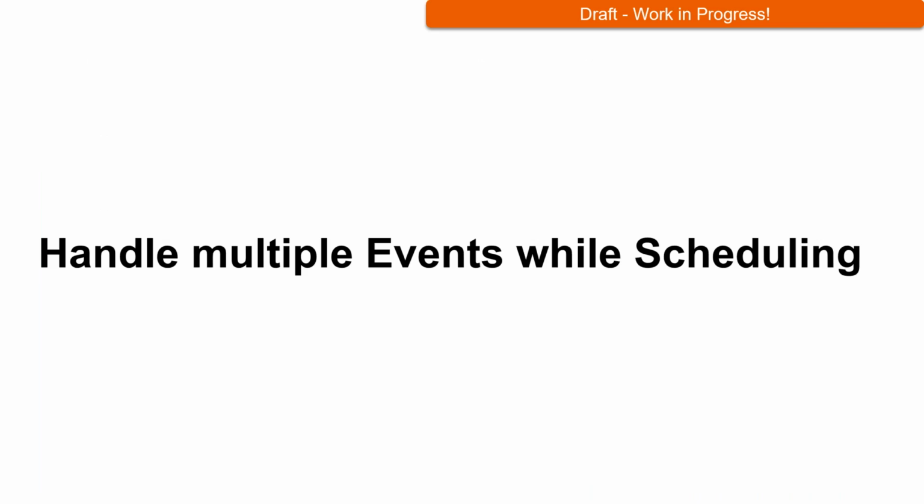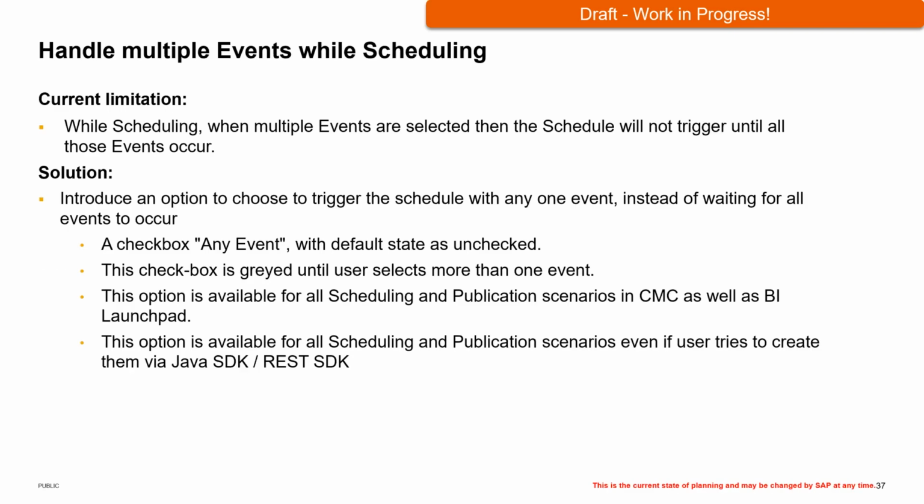Multiple events while scheduling. Another key thing there is the current limitation: when you're scheduling, if you have multiple events, they all have to go forward before the trigger of that schedule. So now we've got the option to check any event. And so when any of those events fire or trigger, then the schedule will occur.